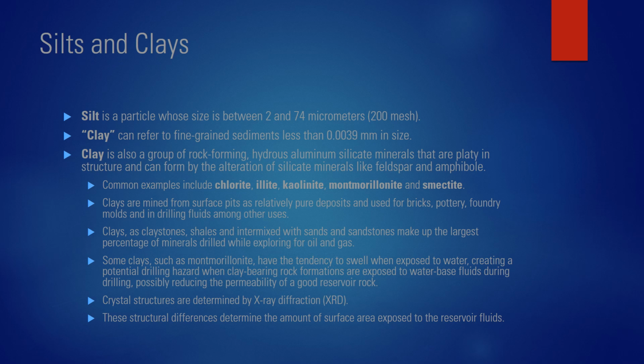Silts and clays. Silt is a particle whose size is between 2 and 74 micrometers, or 200 mesh. Clay can refer to fine-grained sediments less than 0.0039 millimeters in size. Clay is also a group of rock-forming, hydrous aluminum silicate minerals that are platy in structure and can form by the alteration of silicate minerals like feldspar and amphibole. Common examples include chlorite, illite, kaolinite, montmorillonite, and smectite.